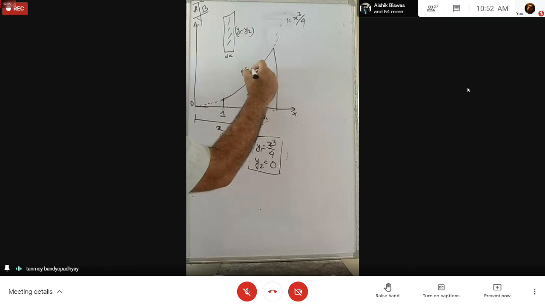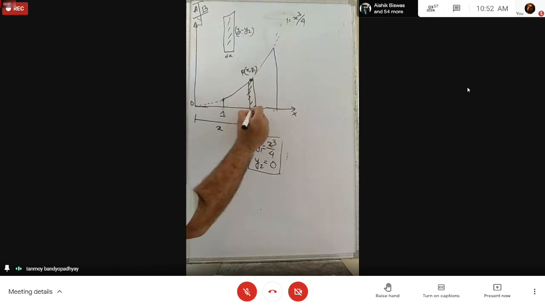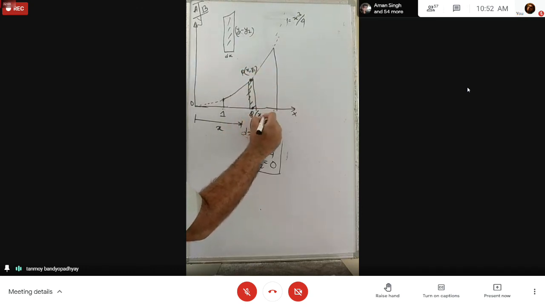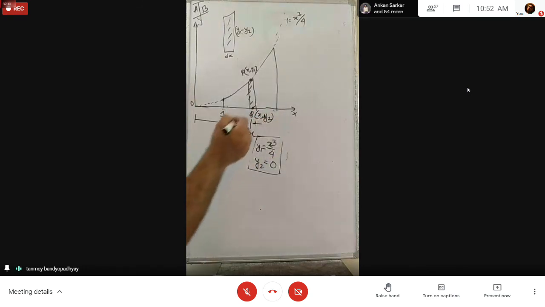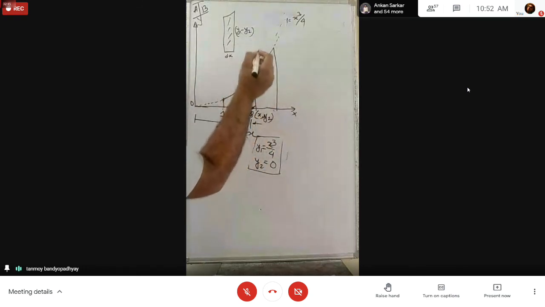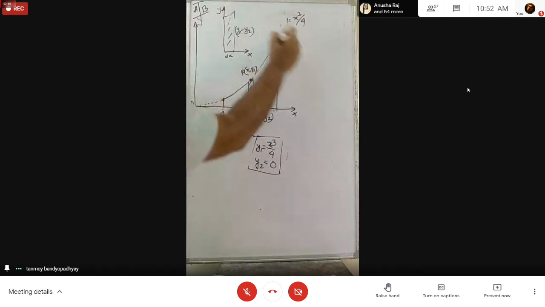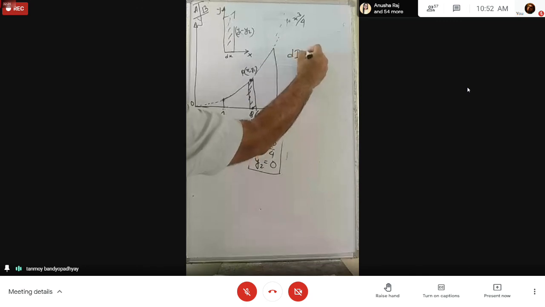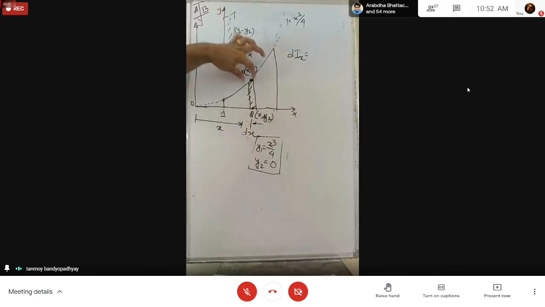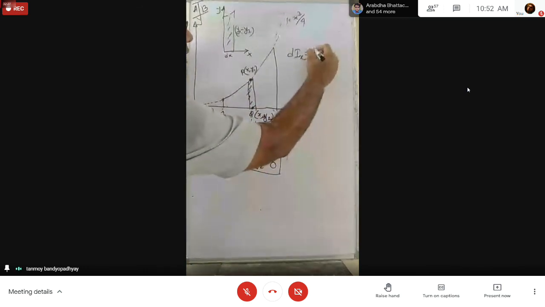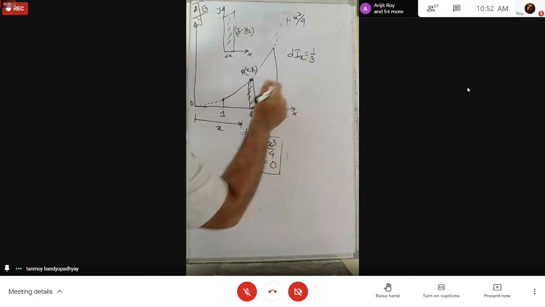So dIx will be... so x comma y1 and this is x cubed comma y2. So what will be dIx? Just as we had discussed, we are now calculating with this x-axis and this y-axis. If you calculate dIx, this is the moment of inertia of this rectangular strip about its base, which should be equal to 1/3 into b h cubed.